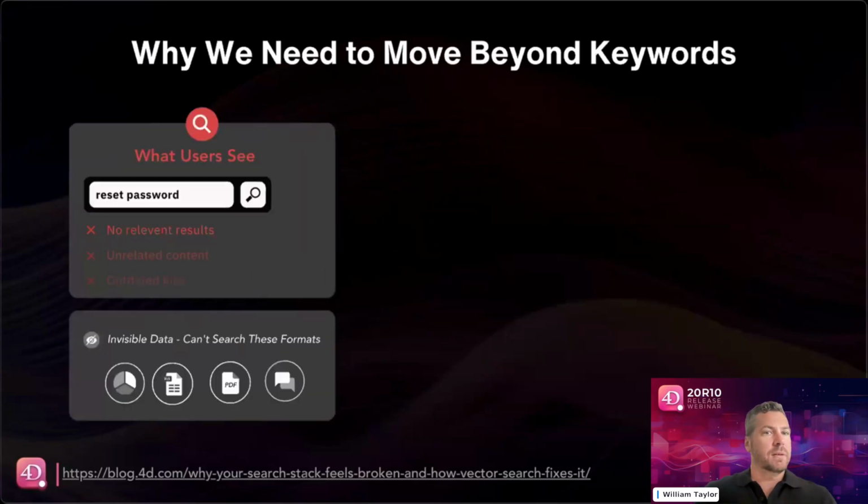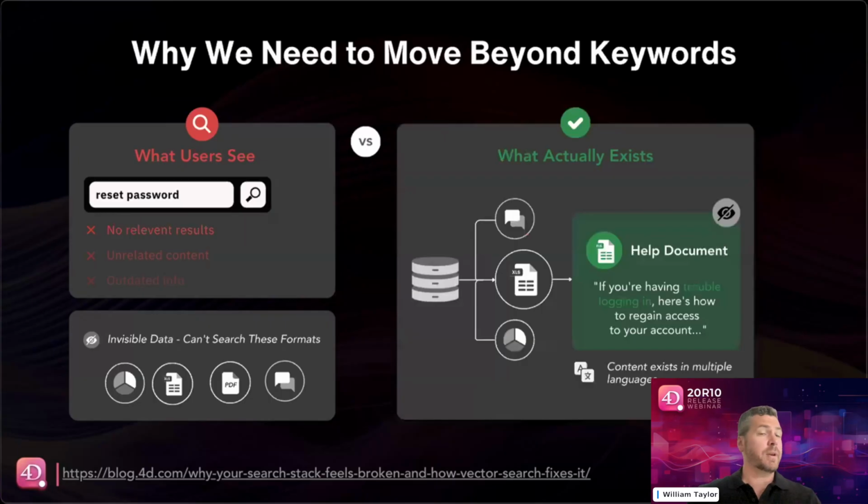And here's how it shows up for users. Your user types in what makes sense to them, like reset passwords, and they get irrelevant or outdated results, or worse, nothing at all. Even if the answer is buried in a PDF, a help doc, or even in a different format, keyword search just is not able to reach it. And the frustrating part is that the answer does exist. It just doesn't use the exact same words. Maybe it's phrased like trouble logging in, or it's written in another language. The intent matches, but the system can't connect those dots.